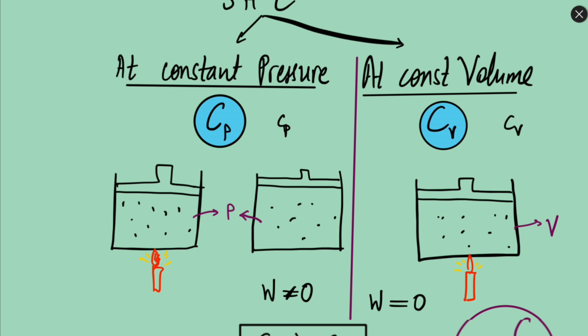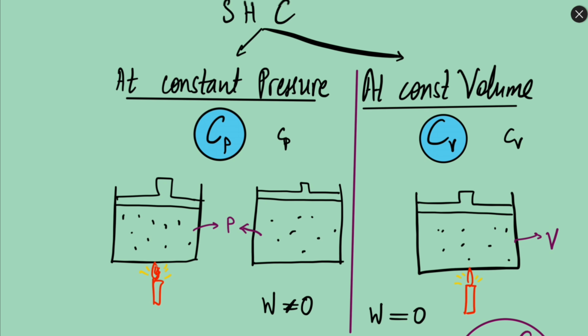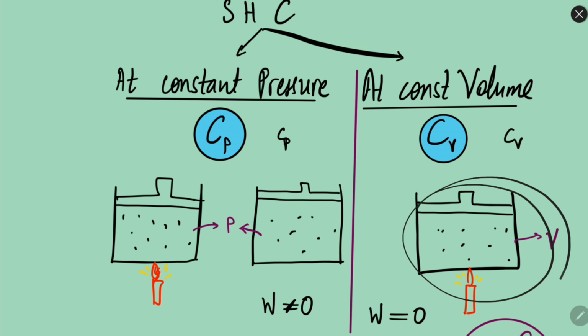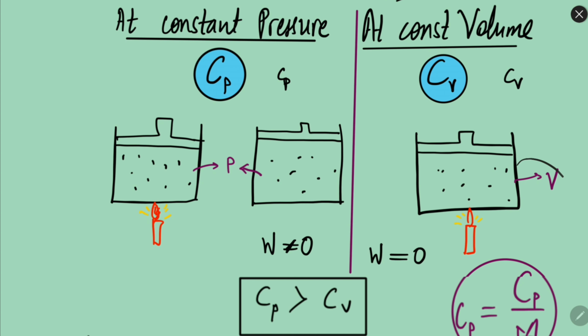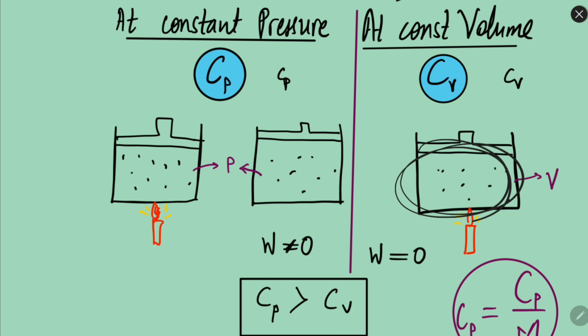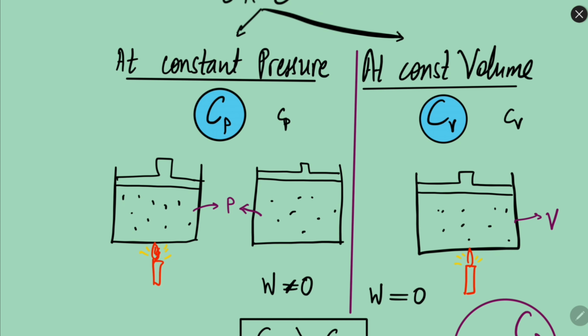What does it mean? There can be a situation in which we apply heat to any material in such a manner that the pressure does not change, and there can be a situation in which we apply heat to the material in such a manner that the volume does not change. So when we apply heat and increase the temperature when pressure is constant, then it is called specific heat capacity at constant pressure. And if we apply heat when the volume is constant and try to increase the temperature, then it is called specific heat capacity at constant volume.